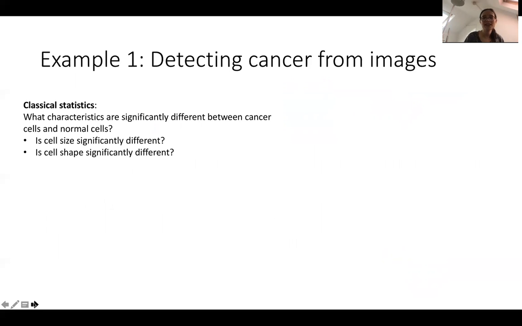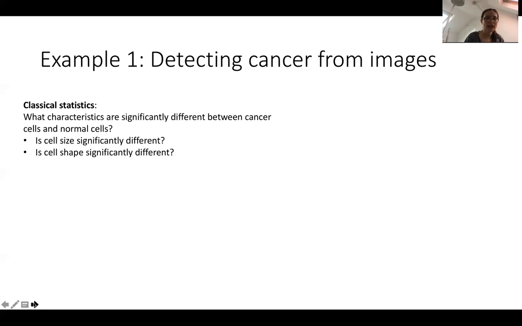This framework is a little different from what you might expect given the kinds of statistics you learn about when you're studying biology. For example, in the classical biostatistics framework, you might ask a question such as, what characteristics are significantly different between cancer cells and normal cells? And then you'd go through different characteristics, and for each of those characteristics, you'd come up with a p-value indicating whether or not those variables are significantly different between the two categories.